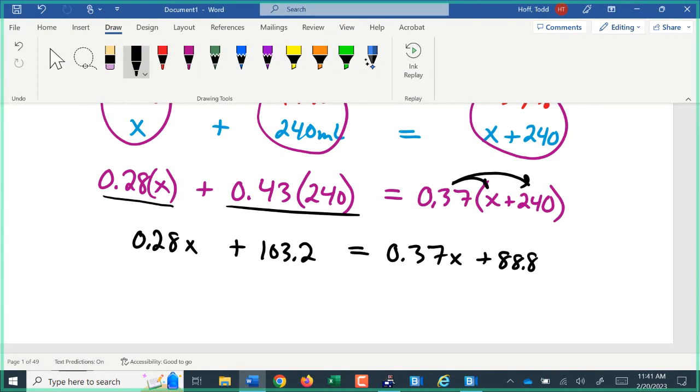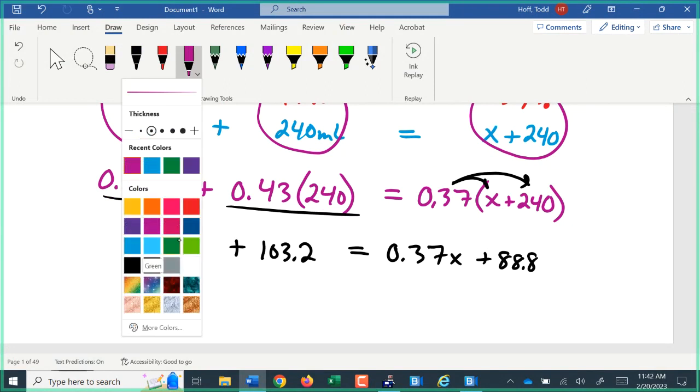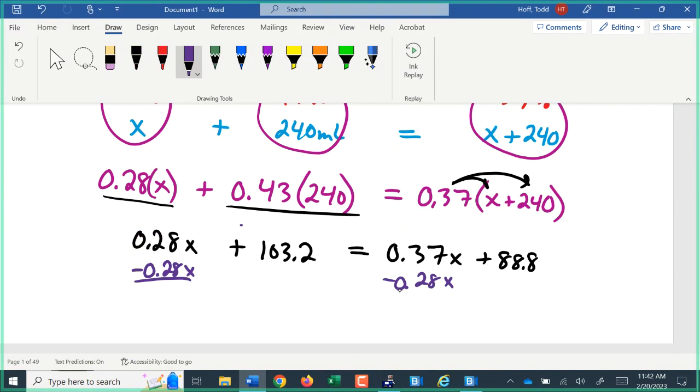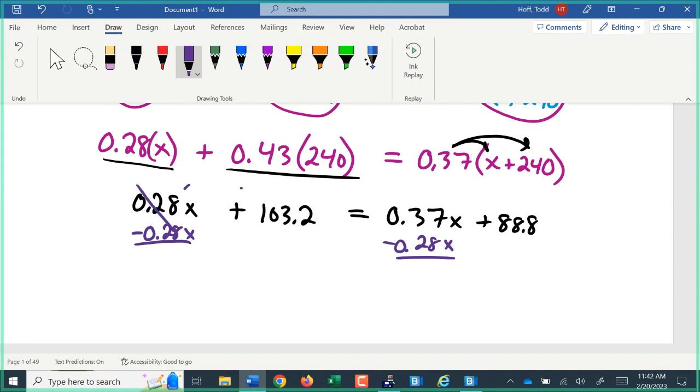The next step is to make sure we have the variable on just one side. Right now it's on both sides. So we will get rid of it on the left side. The smaller variable is the 0.28x. It's positive, so we're going to subtract 0.28x. Remembering that we have to subtract 0.28x from the other side. And again, the only place we can subtract that is from another x. So on the left here, the 0.28x is gone. We have 103.2. On the right side, 0.37x minus 0.28x is 0.09x plus 88.8.